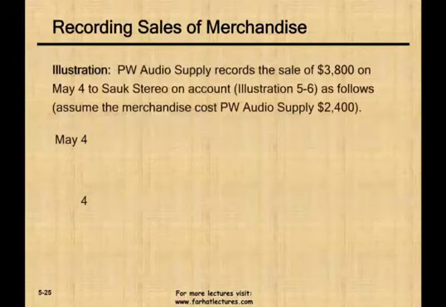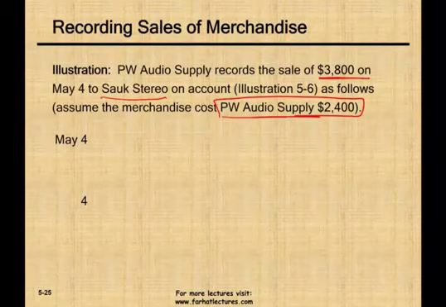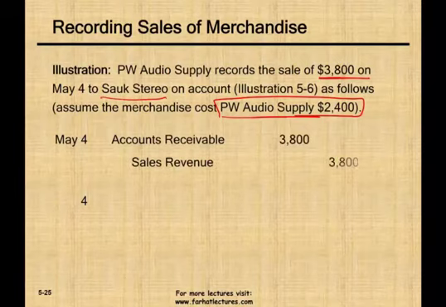So let's take a look at this example. PW Audio records the sale of $3,800 to SOG Stereo on account as follows. And let's assume PW Audio paid $2,400 to buy those products. Before they sold them, they have to buy them, obviously. Okay, so let's record the sale. First, debit accounts receivable, credit sales for the $3,800. Easy. We're not done yet.